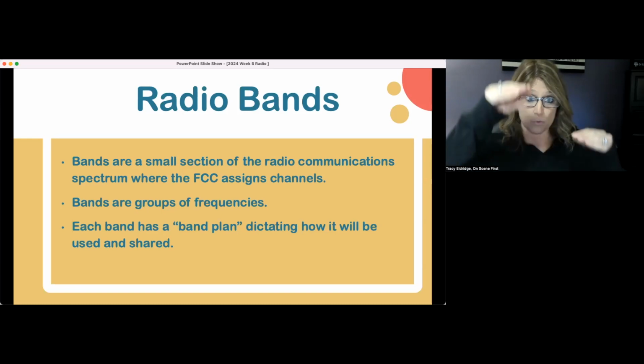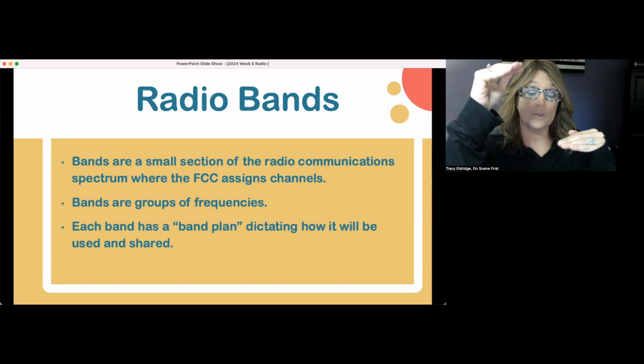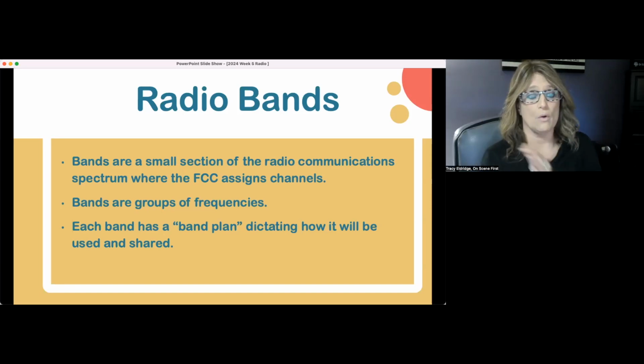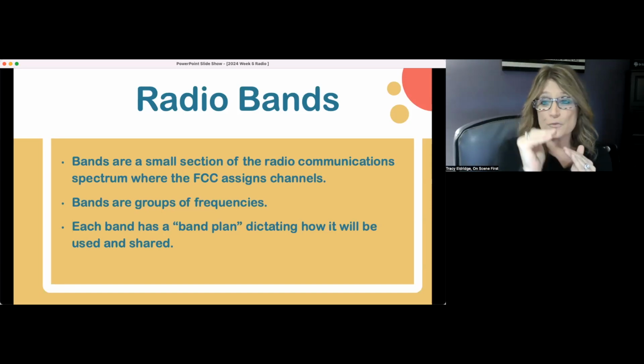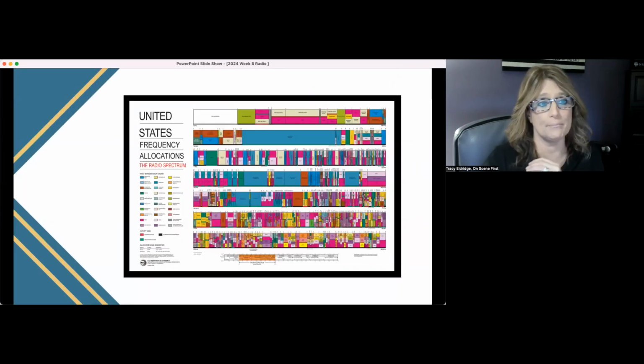So those groups of frequencies that you saw broke down a few slides ago, inside those frequencies, now there's smaller bands. Each band has a band plan dictating how it will be used and shared. So you can't just jump on and pick a frequency or pick a radio band. And so this is the United States frequency allocation radio spectrum.